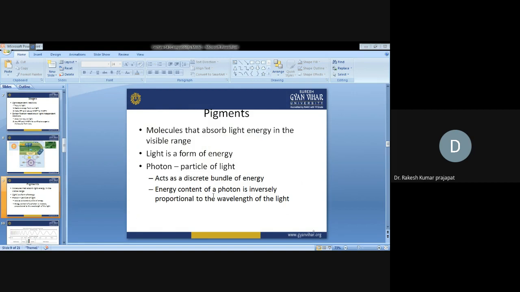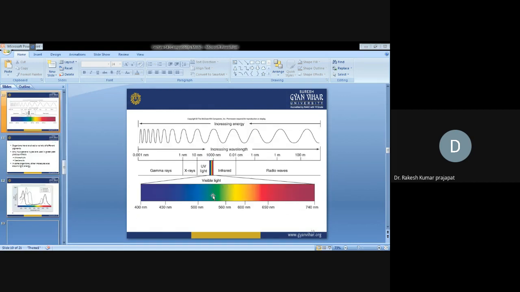Pigment molecules absorb the light energy in the visible range. Light is a form of energy. Photon particles of the light act as a discrete bundle of energy. The energy content of a photon is inversely proportional to the wavelength of the light. Wavelength is more, energy is less.